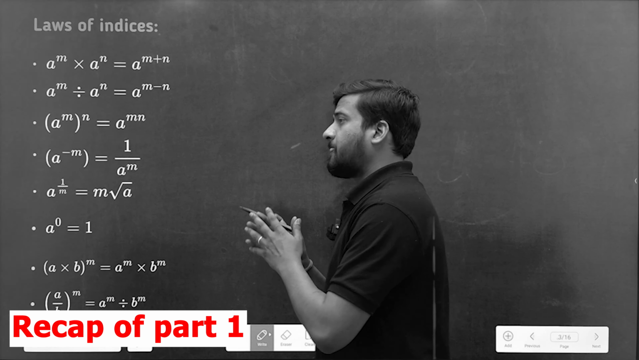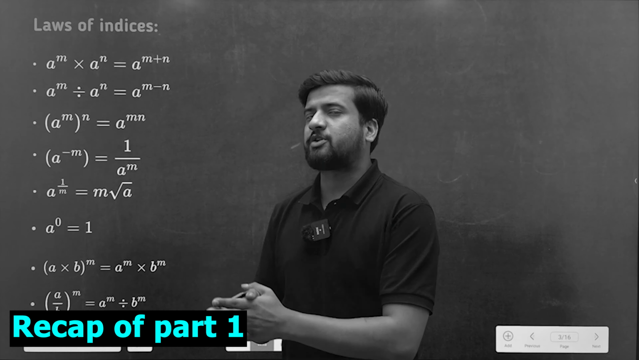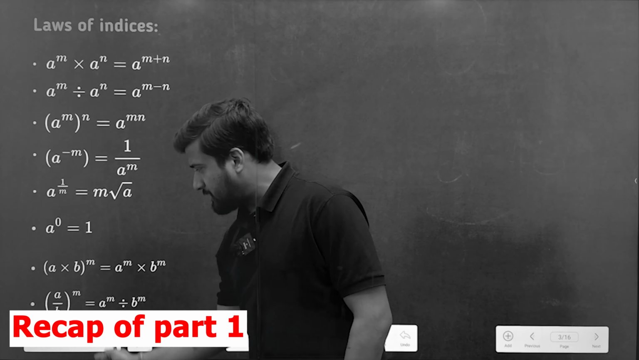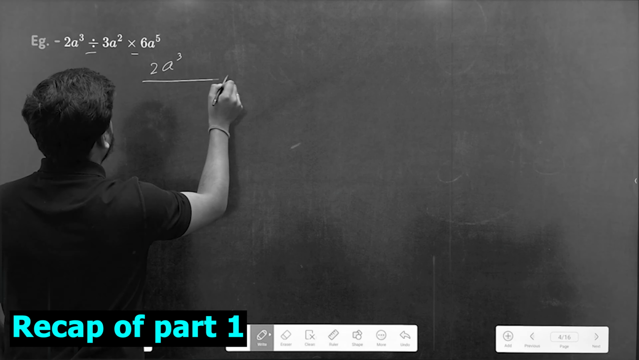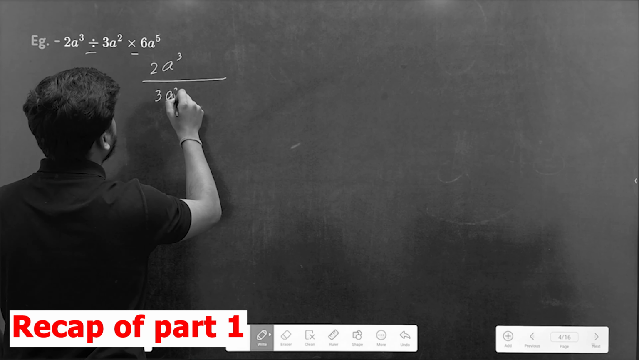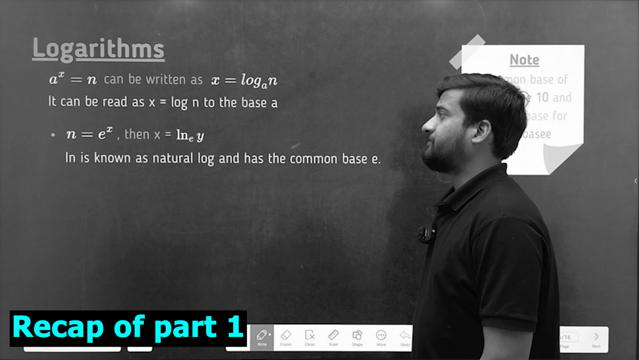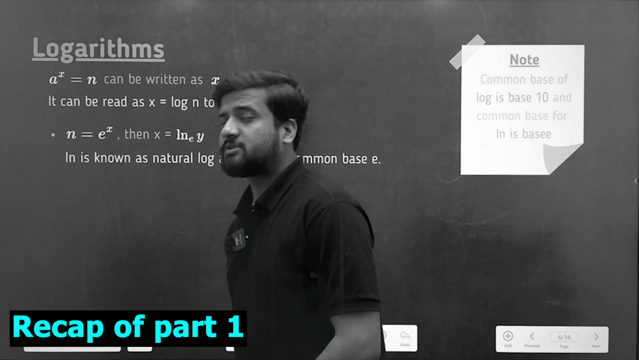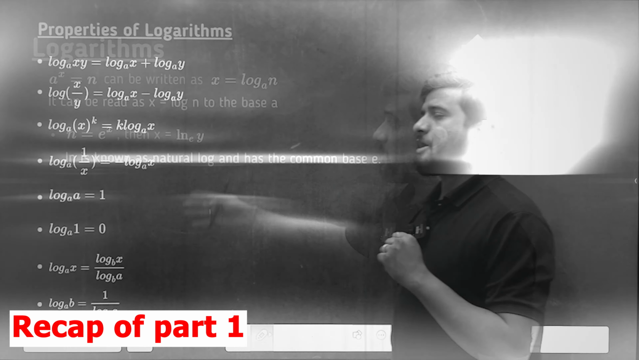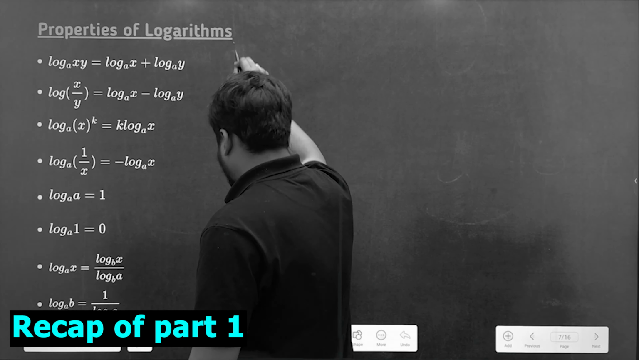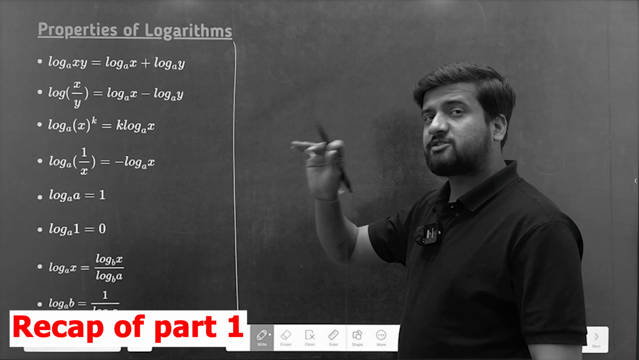Laws of indices. Basically, every question related to indices or exponential functions will be solved by using 2a cube divided by 3a square times 6 to the power 5, logarithm. So, what are logarithms and how do they relate to exponents? Alright, properties of logarithms. Right, now before this, I'm going to write down the properties of exponents.